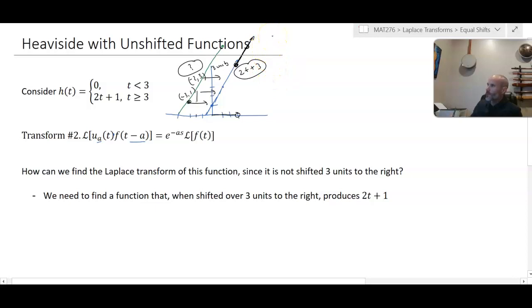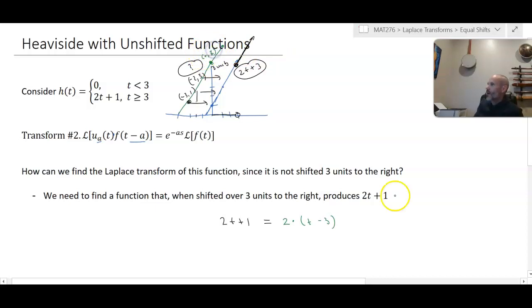So the way I'm going to propose doing it is that we think about the function 2t plus 1, okay? We need to find a function that when shifted over 3 units to the right produces 2t plus 1. So in other words, we get an equality when we take some function. Now, by the way, that some function, that green line, will be of the form 2 times quantity t minus 3, right? Because they're going to have the same slope. They have to have the same slope. We're just merely shifting a line over. But what we don't know about this green line is what is its vertical intercept.